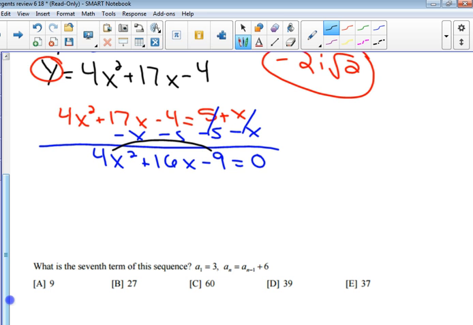So it's 4x squared plus 16x minus 36. What did you guys get for your factors of 36 and 16? 18 and 2? Good. Which one's the plus?